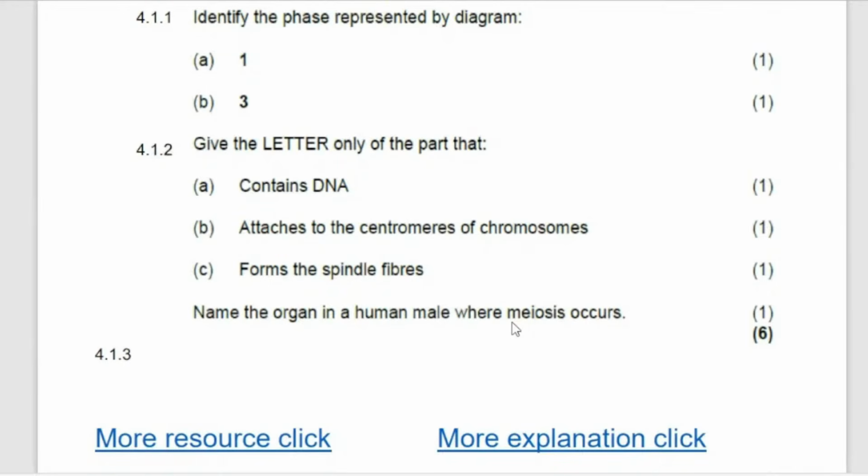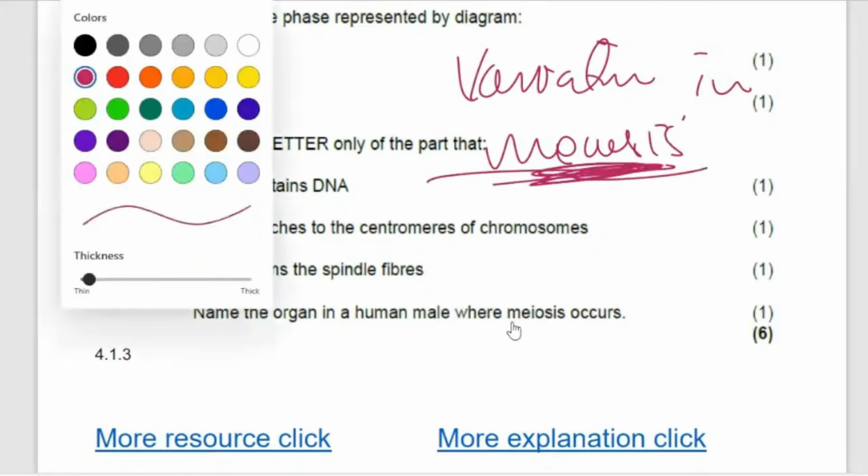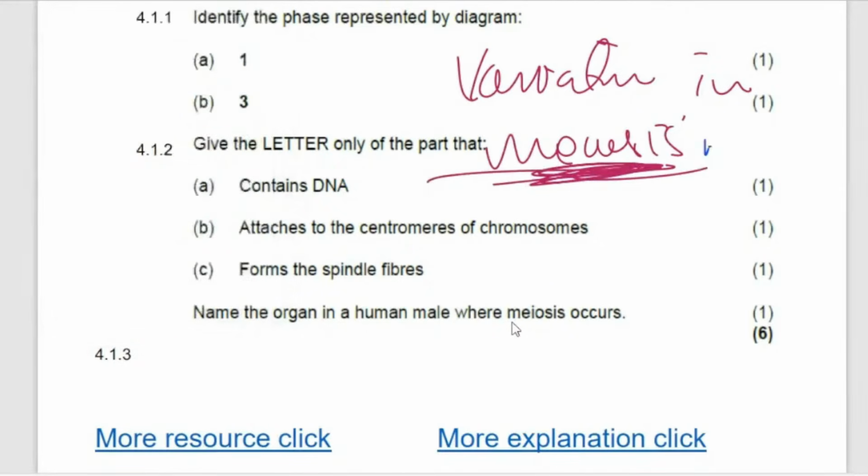Give 2 causes of variation in meiosis. Guys, they are saying in meiosis. They're not talking about the causes of variation in general, they're saying in meiosis. So what are you supposed to talk about here? You talk about the random arrangement of chromosomes during metaphase, and also crossing over during prophase 1.